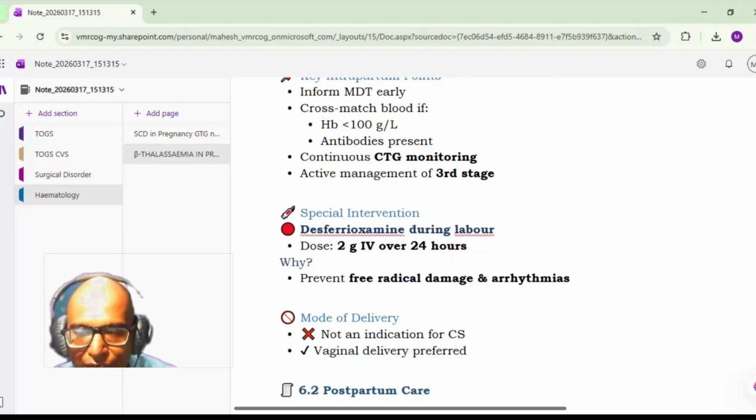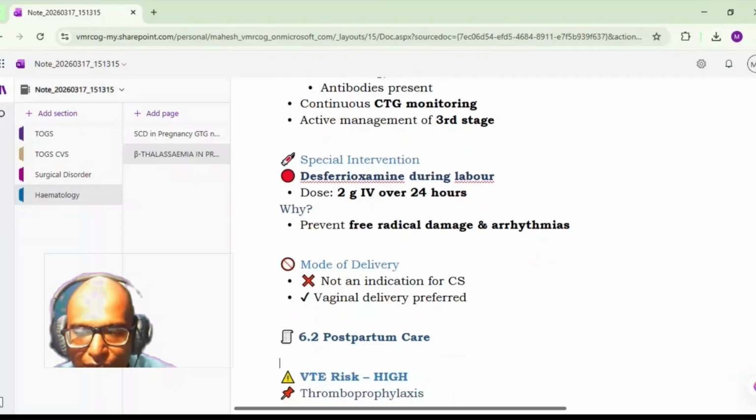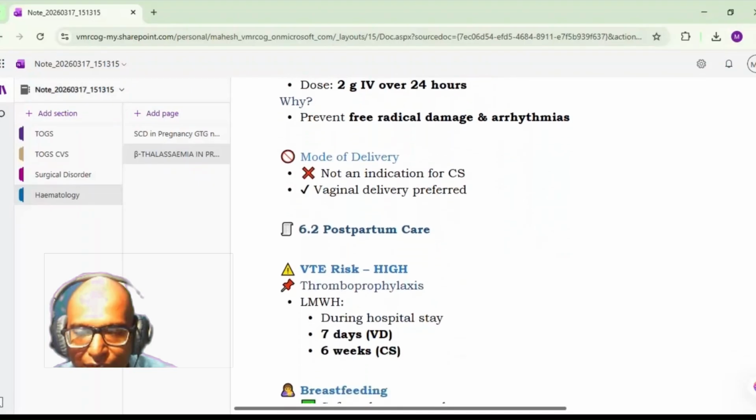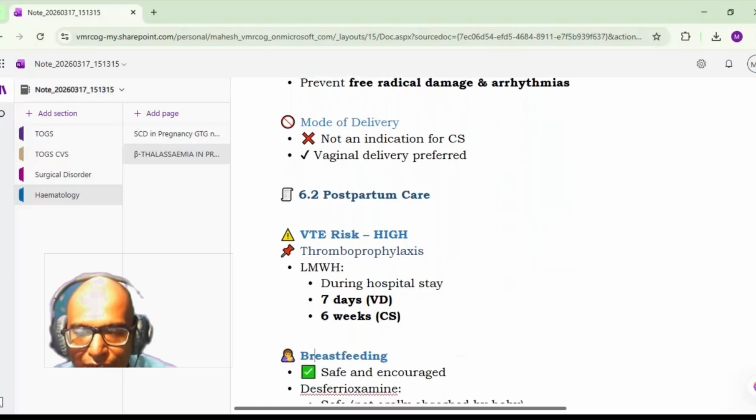So mode of delivery, thalassemia is not an indication for cesarean section. Vaginal delivery is preferred. Postpartum, there is a VTE risk, so we will continue with thromboprophylaxis. If she has undergone vaginal delivery, it is for 7 days, and if she has undergone cesarean section, it is for 6 weeks. Please remember, this can be asked in the SBA. Patients with thalassemia, if she has undergone vaginal delivery, 7 days, and cesarean section, 6 weeks.